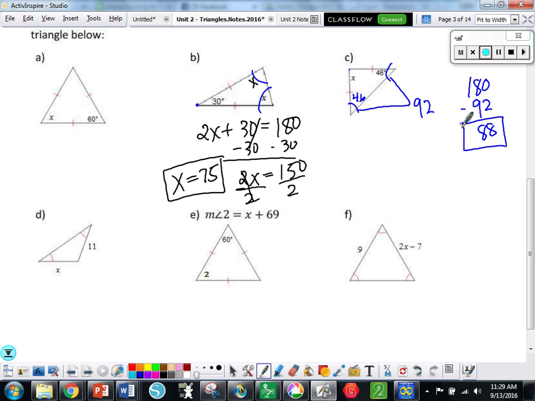Okay, part D. Now with part D, we're dealing with the sides. So when dealing with the sides of a triangle, will I ever use the 180s? Not very often. I mean, you could, but it's not likely. So looking at the X and the 11, are those legs or is one of them the base? Those are both legs. What do we know about the legs? They're equal.